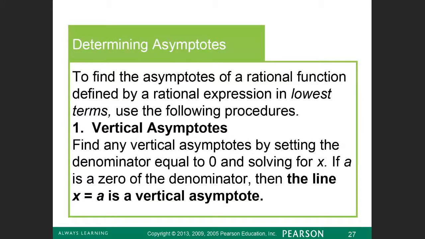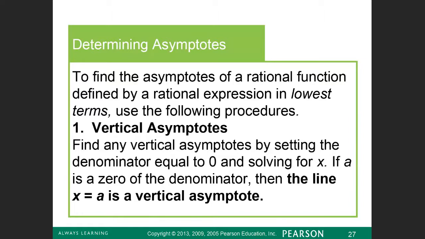Okay, let's start with the vertical asymptotes. Find any vertical asymptotes by setting the denominator equal to 0 and solving for x. If a is a 0 of the denominator, then the line x is equal to a is a vertical asymptote.